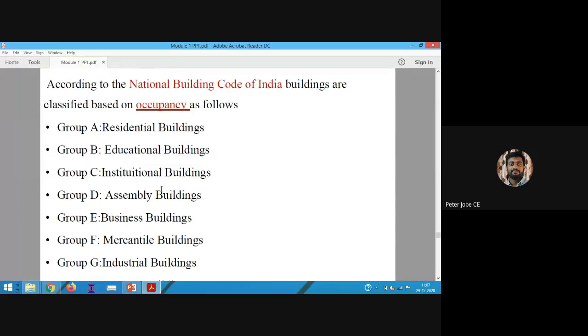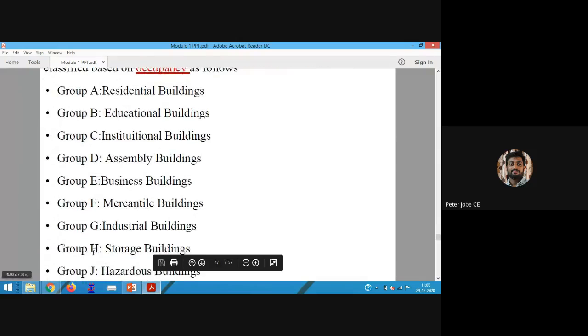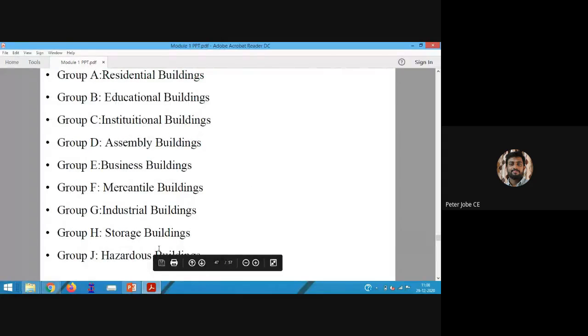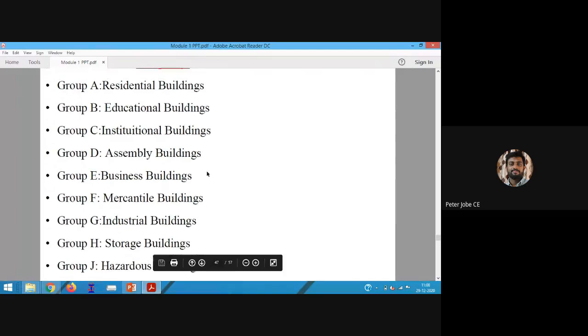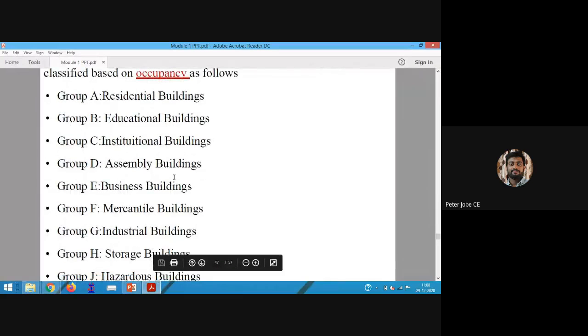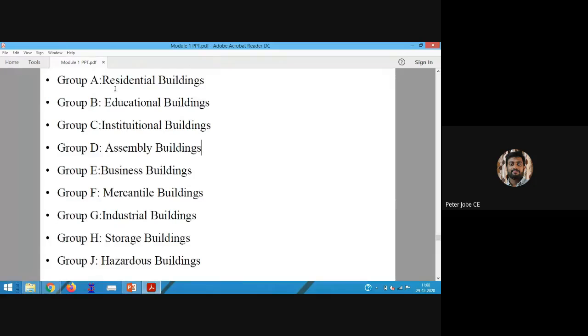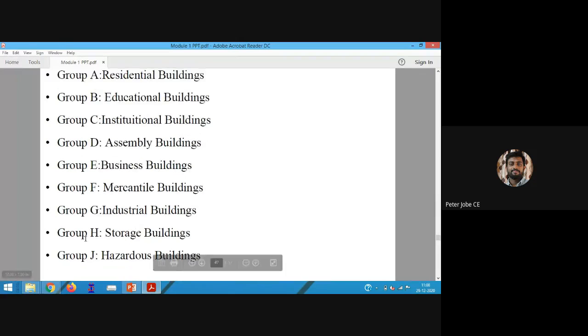Similarly, institutional buildings, and assembly buildings, which are the auditoriums and such. Next is the business building, meaning the commercial buildings, and mercantile buildings where there are different merchants, and industrial buildings. Then storage buildings and hazardous buildings. These are the main classifications based on the occupancy of the building as per the National Building Code of India. There are different groups, Group A to Group J.